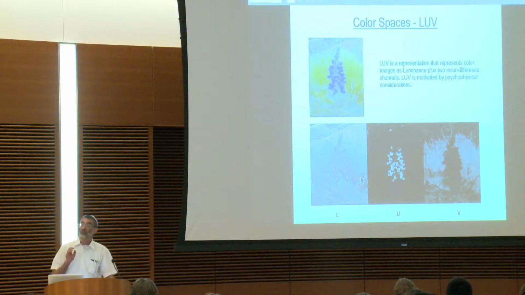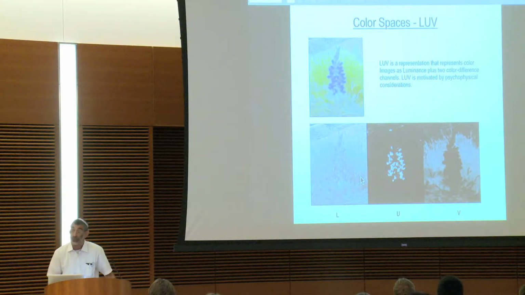Now, this is just a question of numbers, right? There are 24 bits for every pixel that represent these colors, but they've been transformed in a way that they're more useful to us, right? Instead of it being RGB, it's LUV. Right? Just numbers and representation.